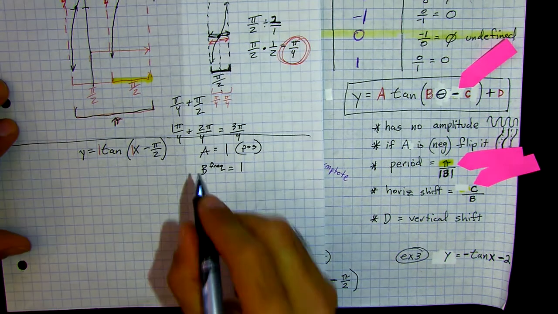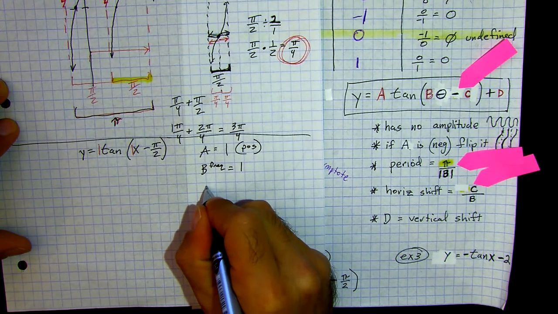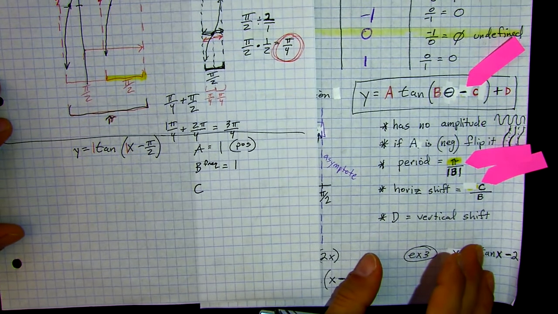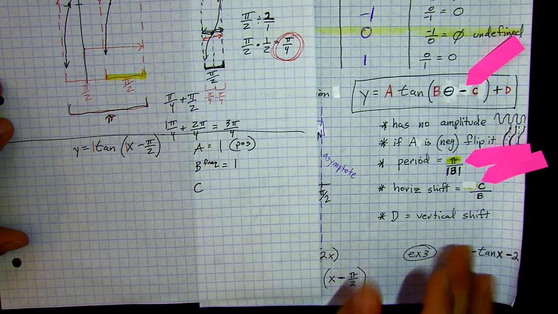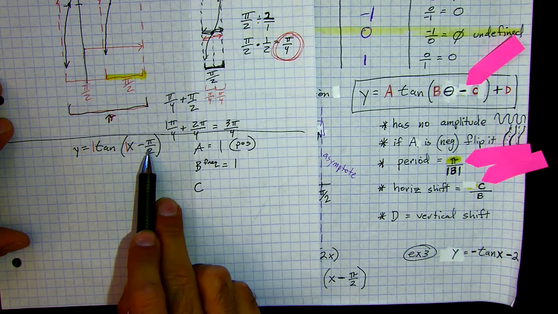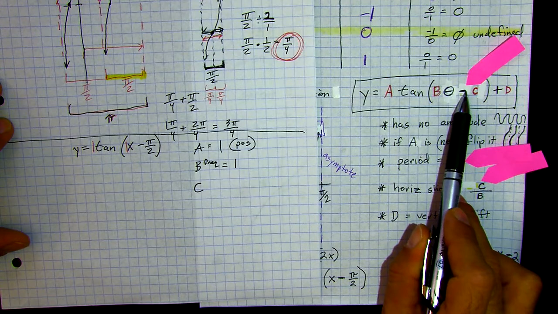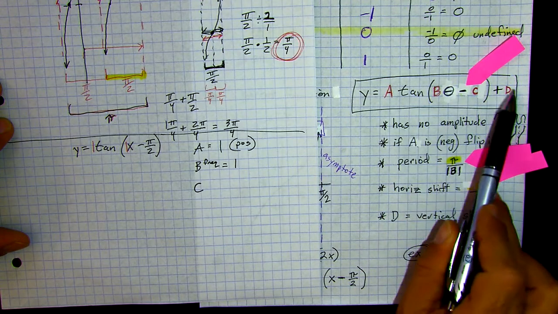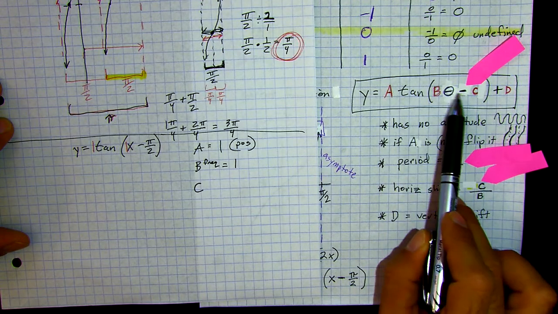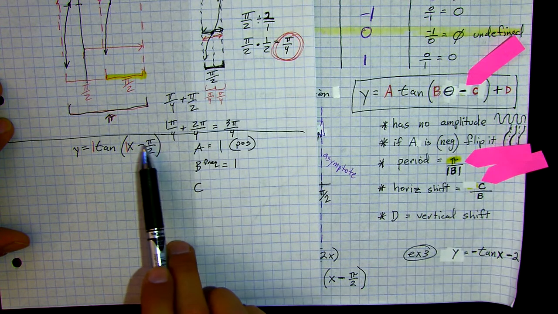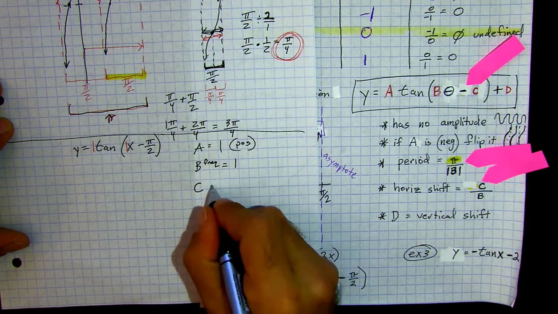All right, let's see if we have any horizontal shift. C is right here. And since I corrected this and made it correct for you guys, remember that the general equation for the tangent function is bx minus c. So the c value here, since it's minus pi over 2, c is equal to pi over 2.